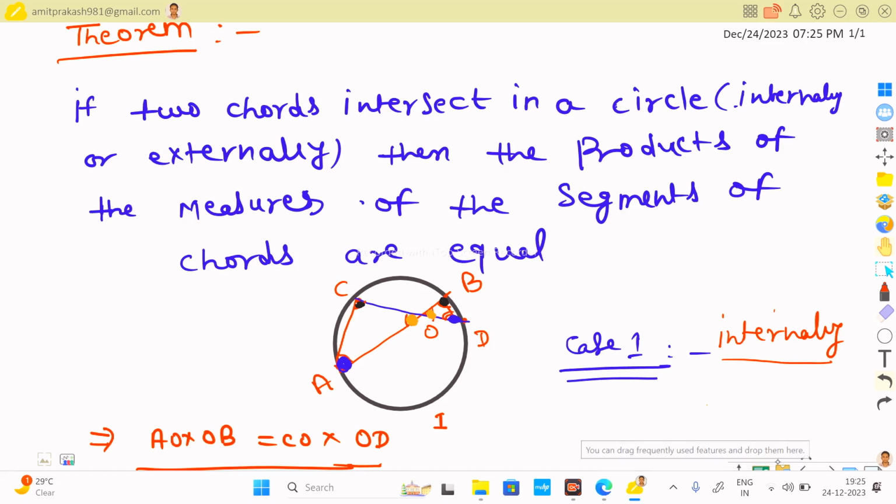So look here, what is the theorem? If two chords intersect in a circle internally or externally, then the products of the measures of the segments of the chords are equal. So we have a circle and two chords AB and CD. These chords are intersecting at point O internally. The segments of chord AB are AO and OB, and the segments of chord CD are CO and OD. Therefore, by the theorem, we show that AO into OB equals CO into OD.